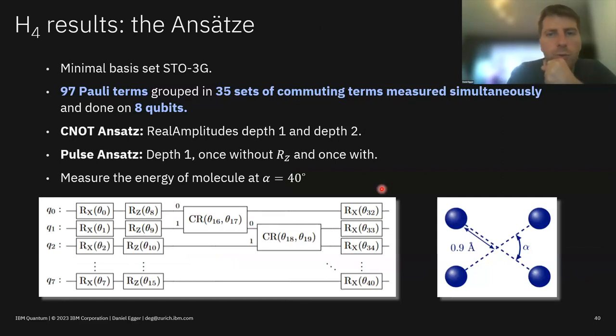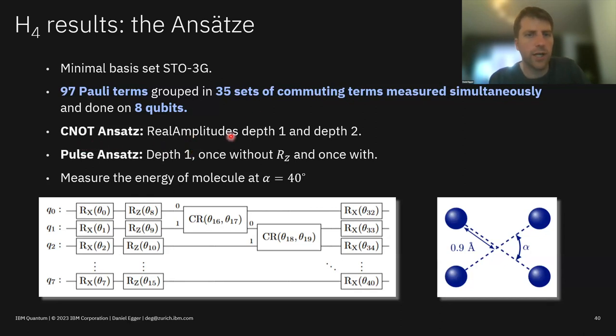The final test that we tried is H4. This is a larger system. It requires 8 qubits, and it now has 35 sets of commuting Pauli terms that are measured together. So we need to measure every circuit 35 times in different bases.